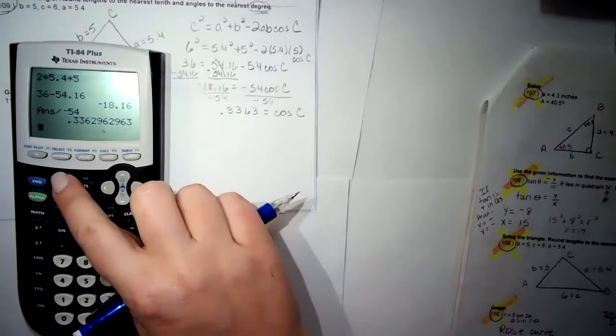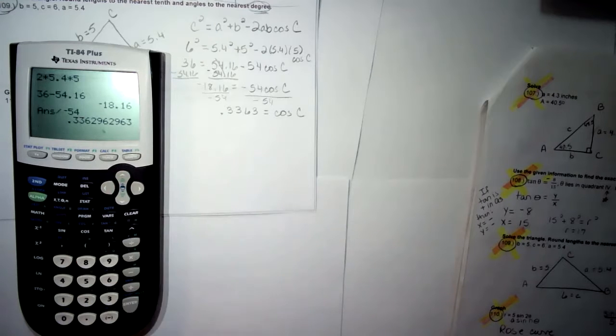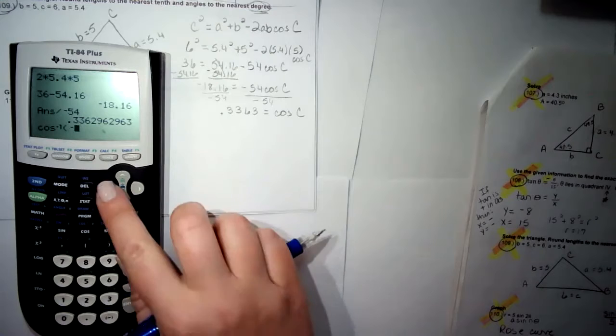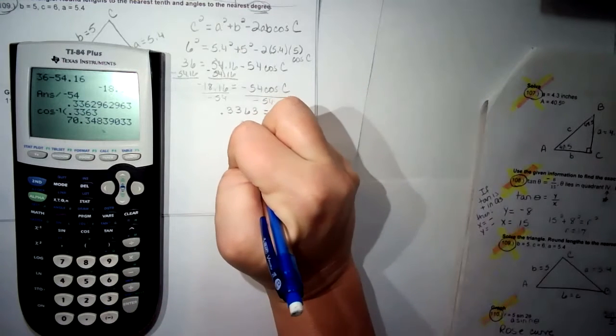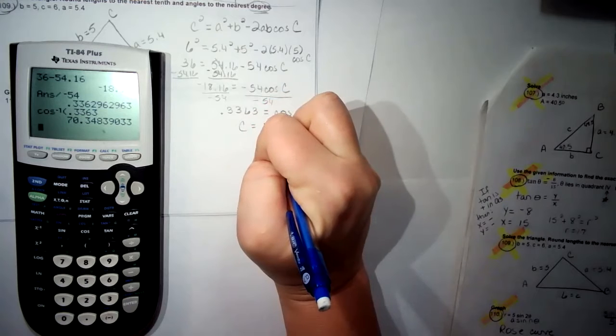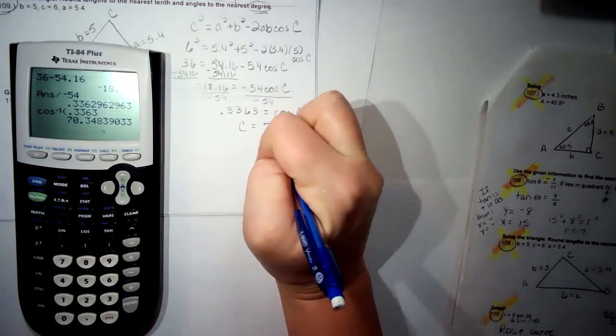Now I need angle C. So what am I going to do to get angle C? Inverse, making sure that I'm in degree mode, which I am. So second cosine, 0.3363. And I get an angle C of, let's see, it just wants angles rounded to the nearest degree, so 70 degrees. There we go. That's my angle C. Everybody okay with that? Okay. All right.